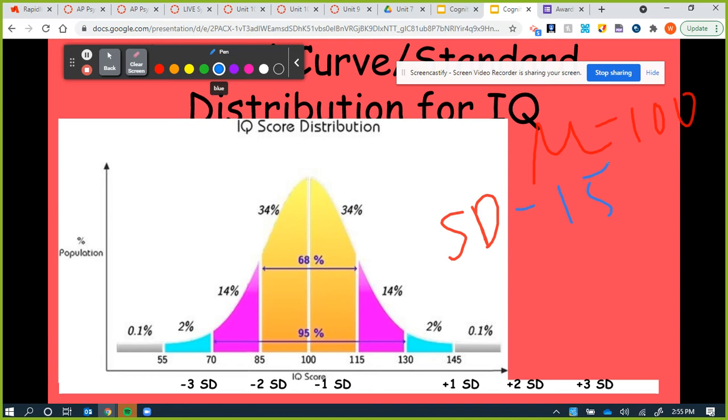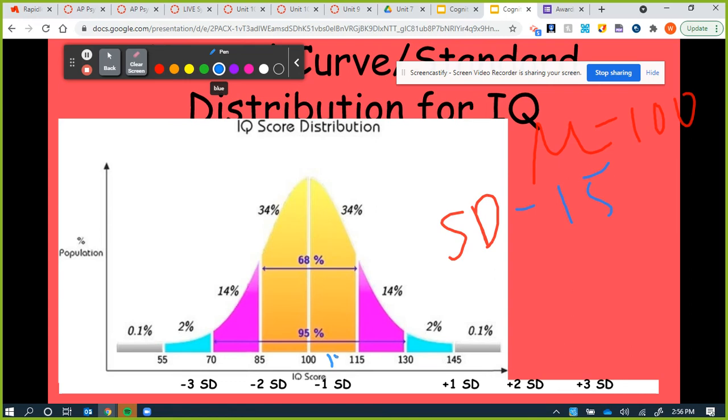If they wanted 3 standard deviations from the mean, you would go 3 standard deviations above. So you would go 100 plus 15, which is 115. That's 1 standard deviation. Plus 15 above that is 2, so that'd be 130. Then plus 15 above that is 145. And then go 3 below the mean: 85, 70, and 55. We're either just adding the 15 or subtracting the 15.